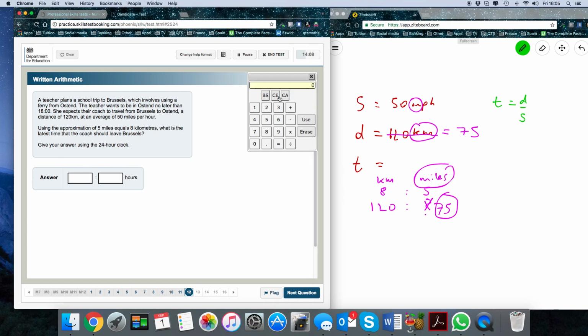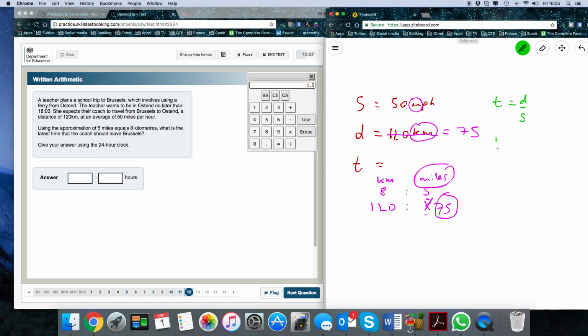Okay, we do. Distance is 75 and speed is 50. Okay, now 1.5, the units is hours, but you need to sort of interpret that properly. 1.5 is 1.5, so this is 1 hour 30 minutes. Very important not to say 1 hour 50. It's 1 hour 30.